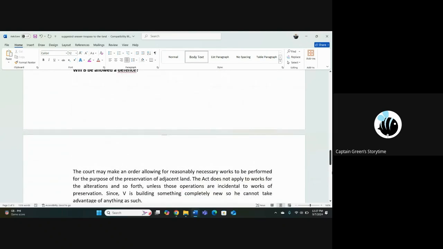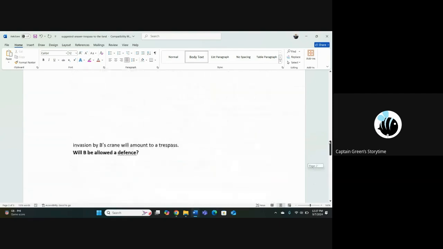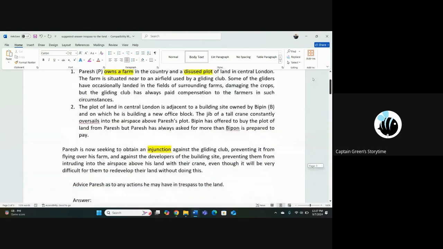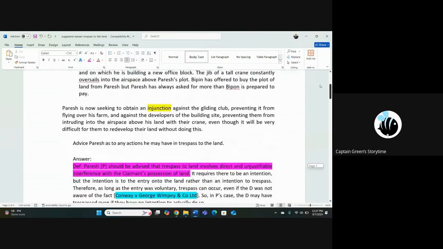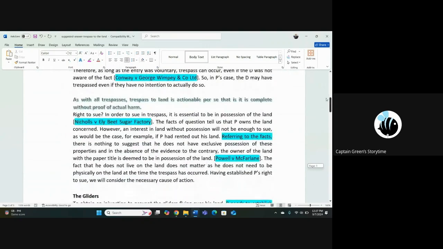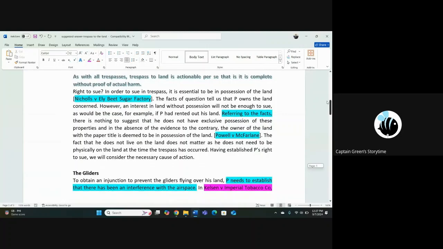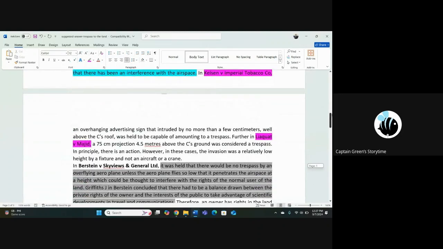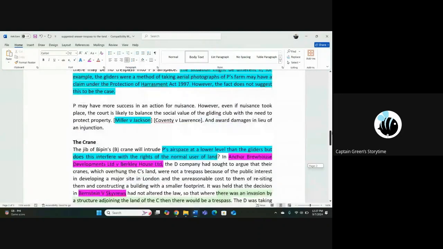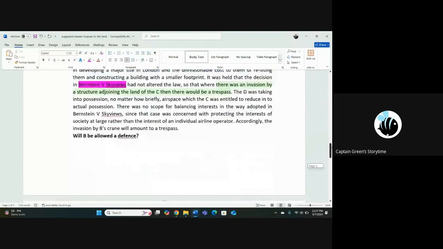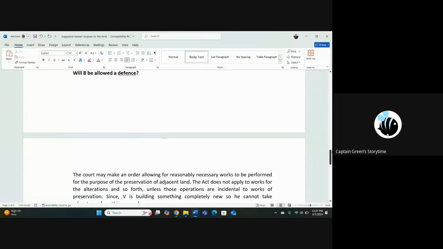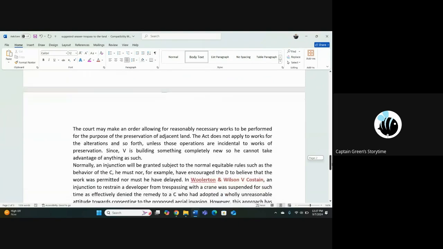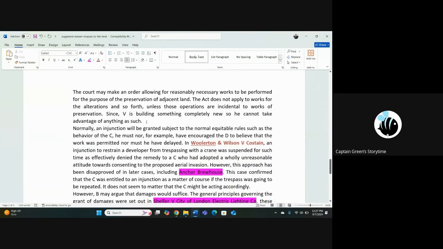This was the whole problem on trespass to land. First we studied the definition, then we studied who can sue. Then we studied the situation of gliders, then the situation of the crane, and then we dived into the defenses applicable, and after that we came to the remedies section.